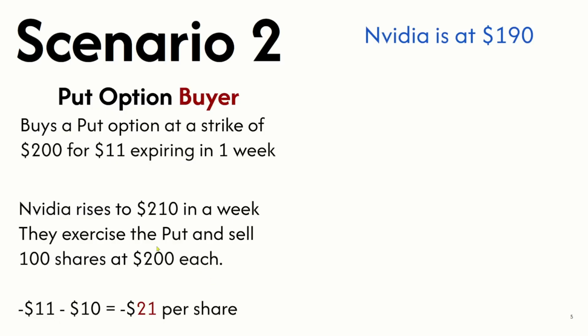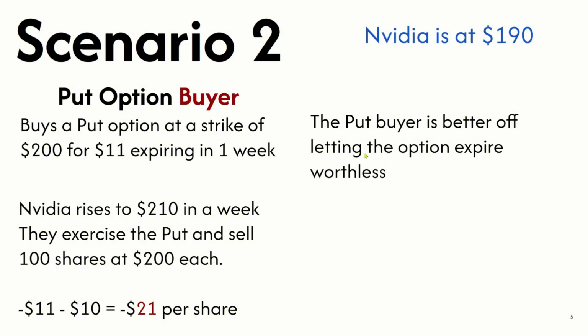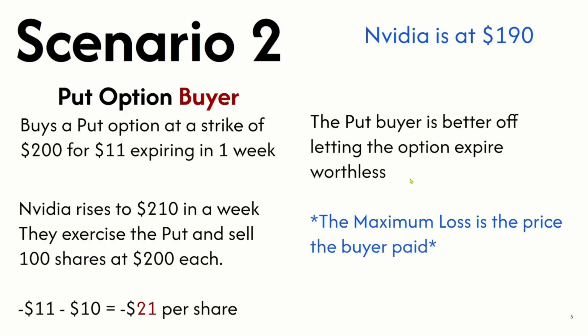So now let's look at why exercising is not the best thing to do in this scenario. The put buyer, they're better off letting the option expire worthless. So remember, just because you buy the option does not mean you have to exercise it. You can actually just do nothing, and that's called expiring worthless. So the maximum loss is the price that the buyer paid, and this is definitely something that you need to remember, because there will be scenarios like this where your profit or loss could actually be a big difference based on the decisions you make.